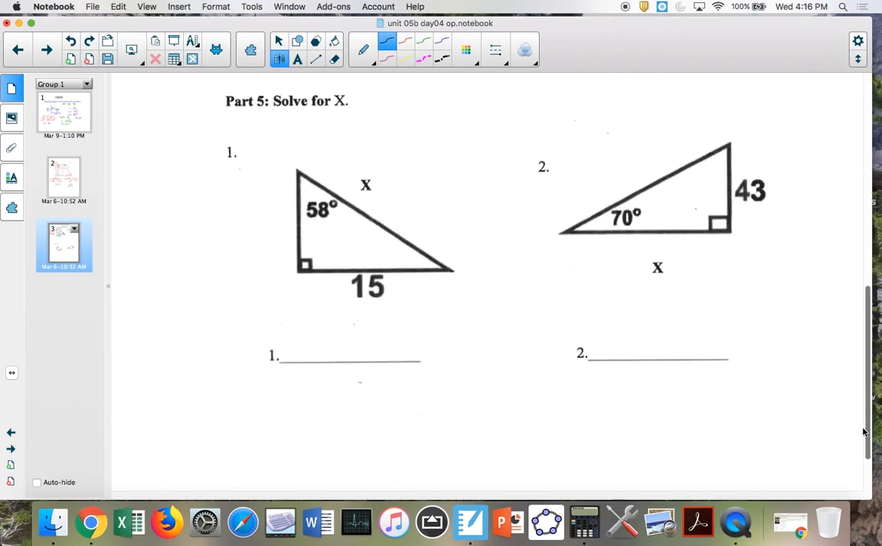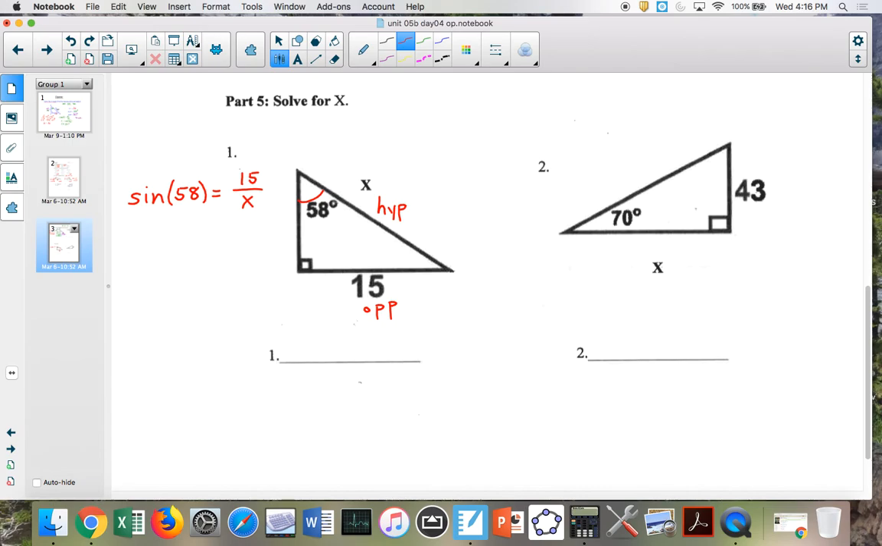The last two problems are just solving for one specific side. So let's say we want to do number 1. We have an angle here of 58 degrees. Let's label the other sides. Your hypotenuse. This is opposite from the 58. So we have opposite and hypotenuse. That's a sine function. So sine of 58 equals the opposite over the hypotenuse.